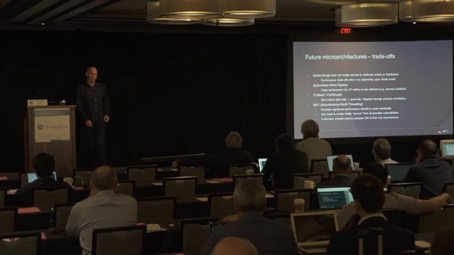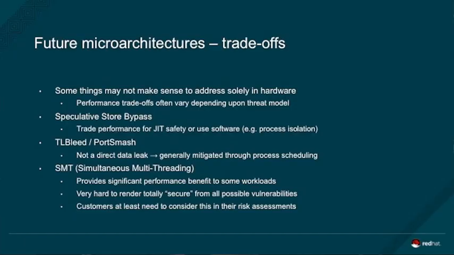Some of these issues have some real trade-offs. So some things may not make sense to do purely in hardware. For example, the so-called variant 4, or speculative store bypass, also known as memory disambiguation, has a real performance hit to it. And it turns out the vulnerability there is really in sandbox code, where I have effectively multiple different contexts within a single process. It may not make sense. In fact, it does not make sense to restrict our ability to use this performance optimization just because somebody might be running a sandbox.